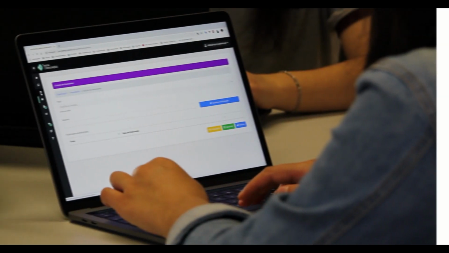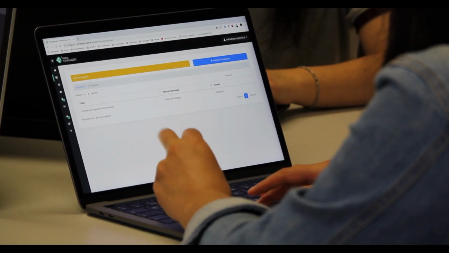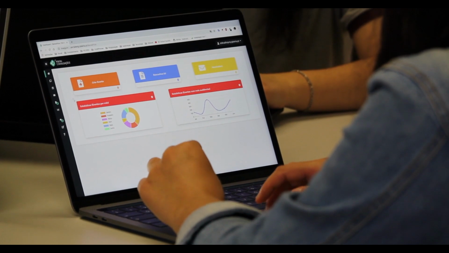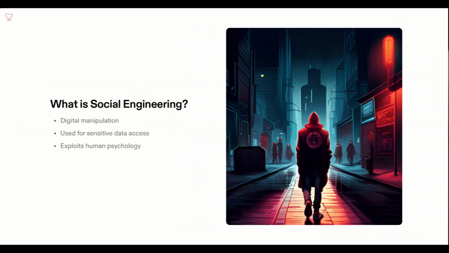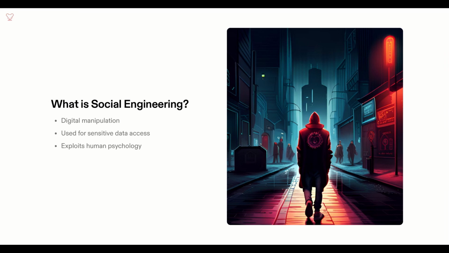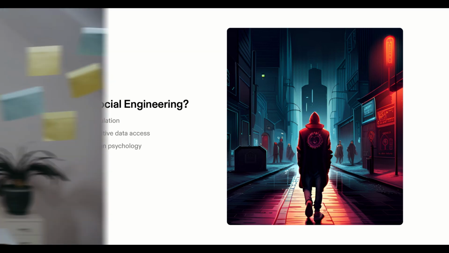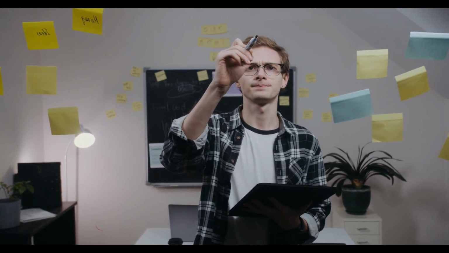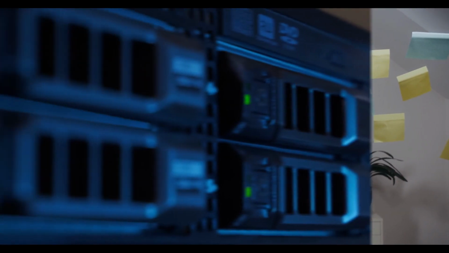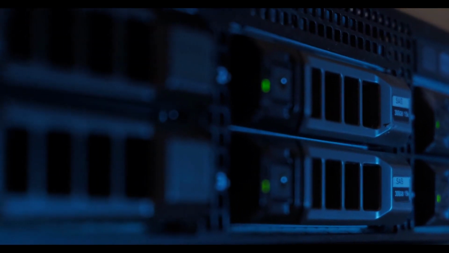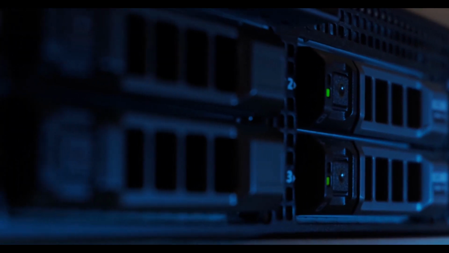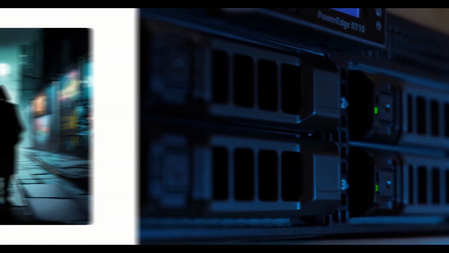Today, we're shining a spotlight on a critical aspect of cybersecurity: social engineering and how to protect yourself from falling victim to these manipulative tactics. Social engineering is like the art of digital manipulation. It's a set of techniques that cybercriminals use to deceive individuals and gain unauthorized access to sensitive information. Imagine it as a virtual con game where the attacker plays on human psychology rather than hacking into systems directly.